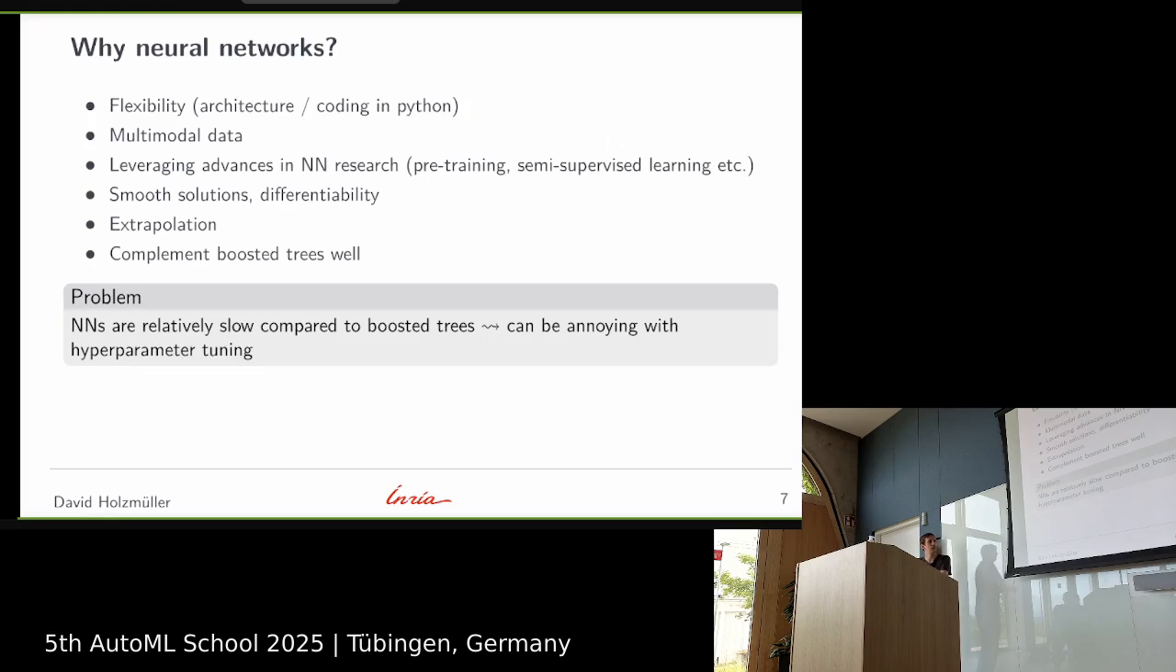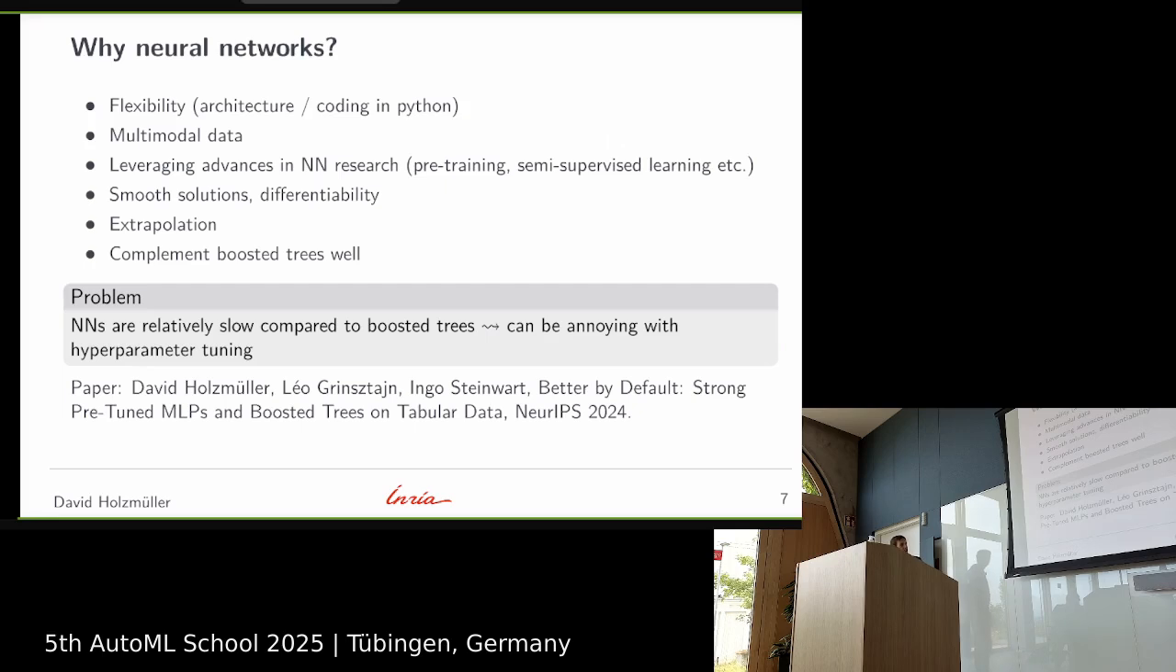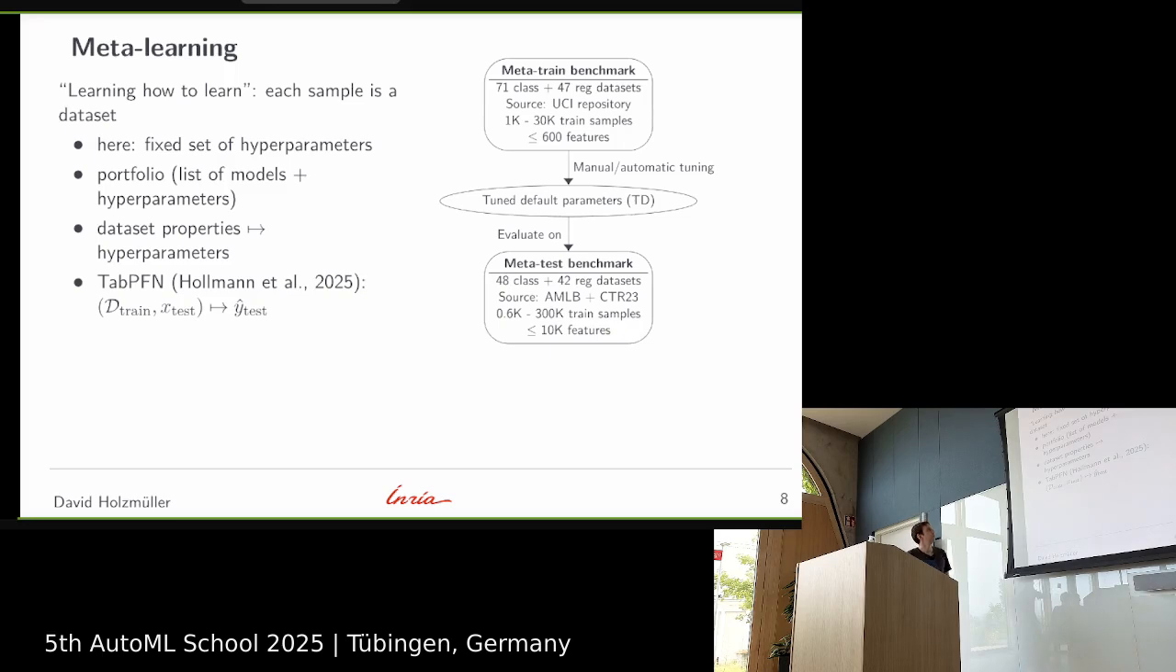So what I was looking at when designing neural networks is how to make them work well with only default parameters. This is in collaboration with Leo Grinstein and Ingo Steinwarth. We looked at improving the default parameters of MLPs and also boosted trees. And how do we do it? We do it by meta-learning.